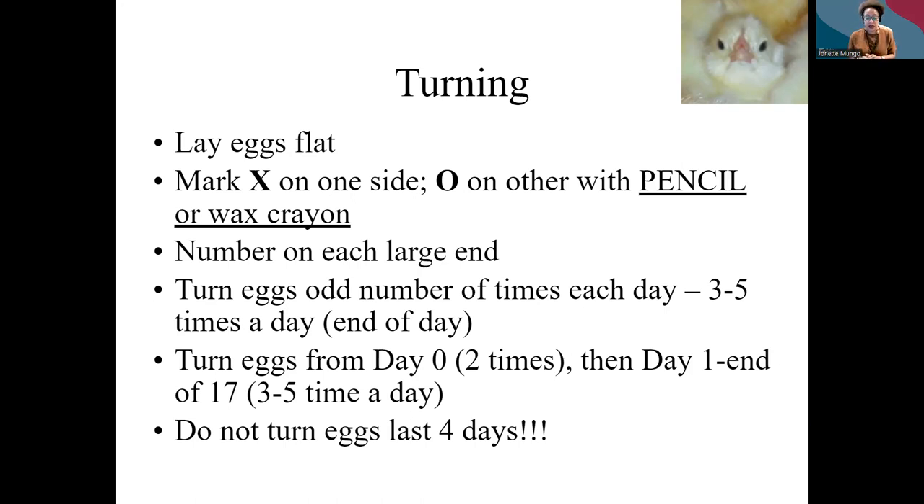If you do not have an automatic egg turner, you're going to need to roll your eggs 3 to 5 times a day. So I would roll them in the morning when you get to school, roll them again at lunchtime, and then roll them again right before you leave school. But if you can, please get an automatic egg turner, because then you don't have to worry about coming back to school on the weekends to turn your eggs.